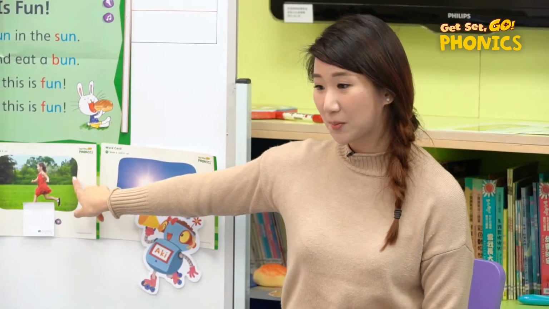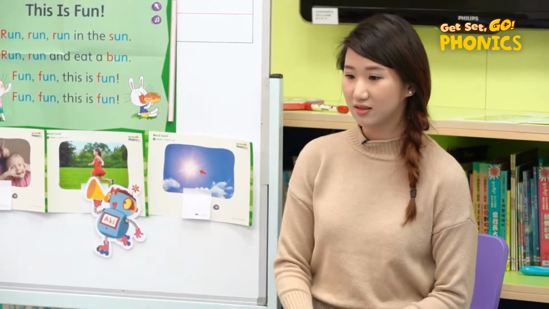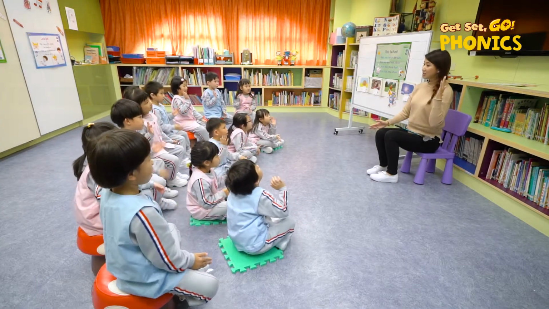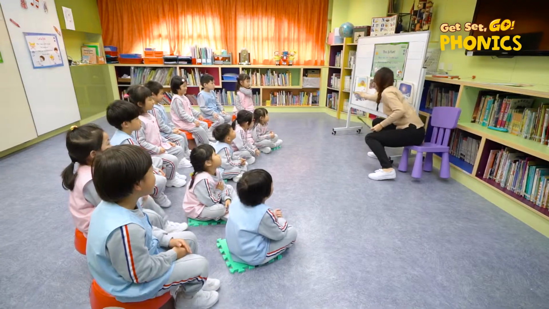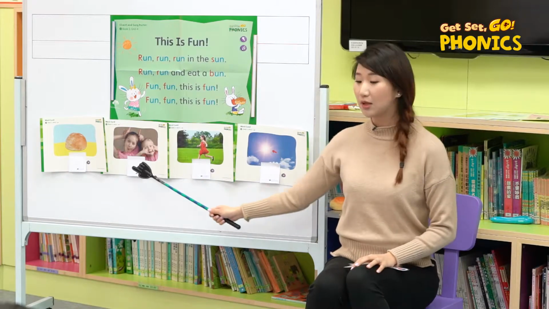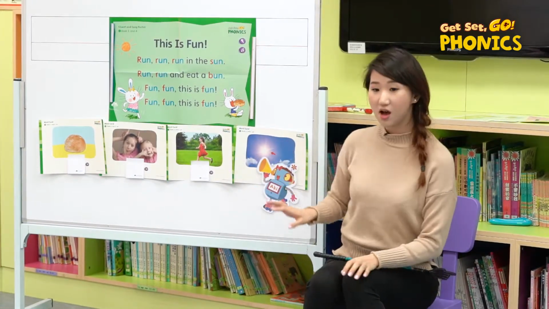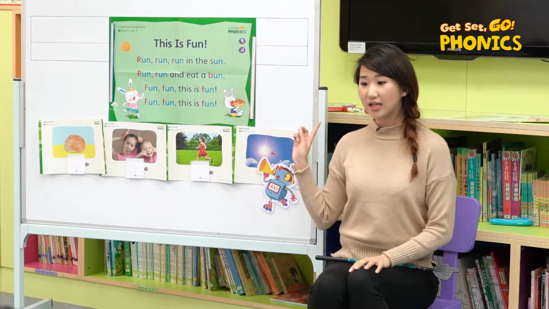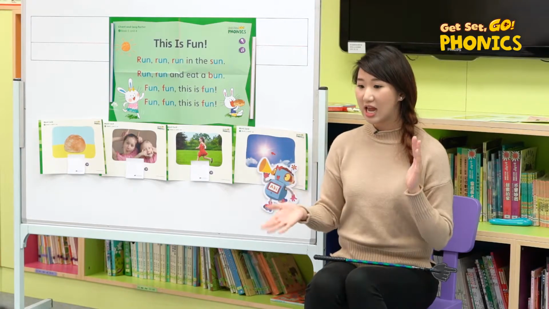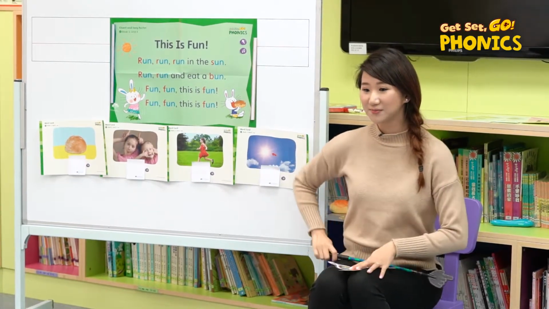What about this? Run. How does Aki say the word run? Run. She says run. Run. So when I point to the pictures with my pointer, you say the word, okay? But if you can see Aki on the picture, can you say the word like a robot, okay? You say the word just like Aki, okay? All right. Ready?